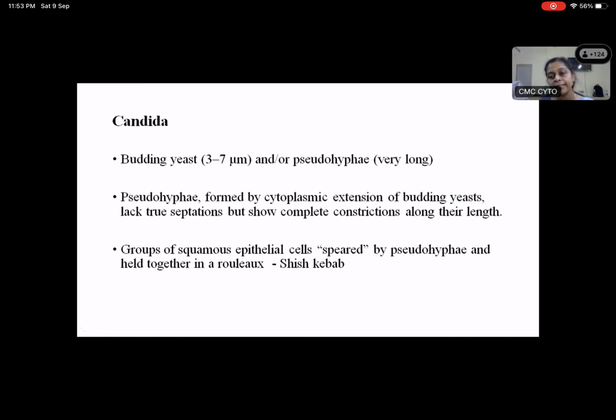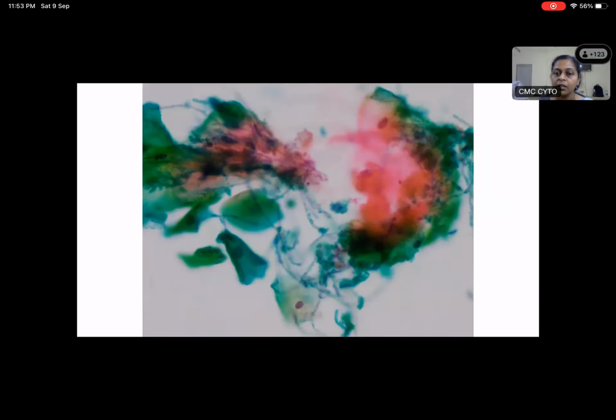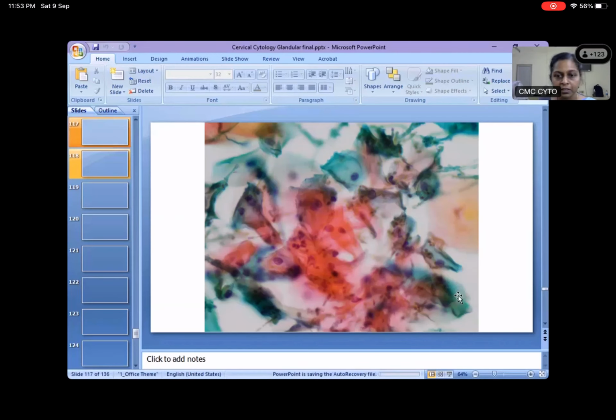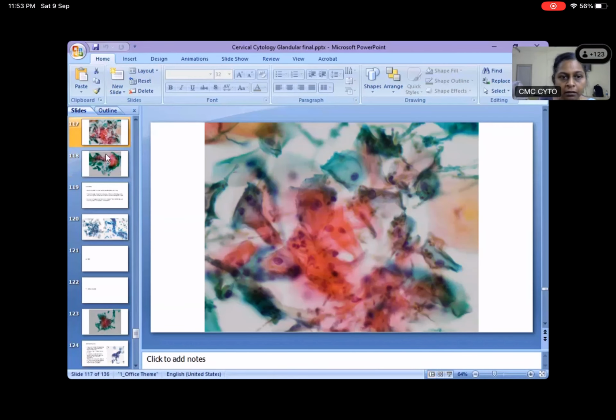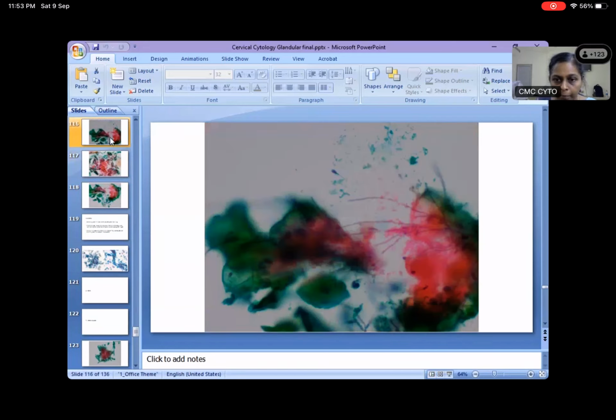Pseudohyphae are formed by cytoplasmic extension of the budding yeast. So they lack true septations, but will show complete constrictions along their length. So the constriction that you see is not really septation. Sorry, I lost the picture again. So you can see constrictions, but not septations in Candida.